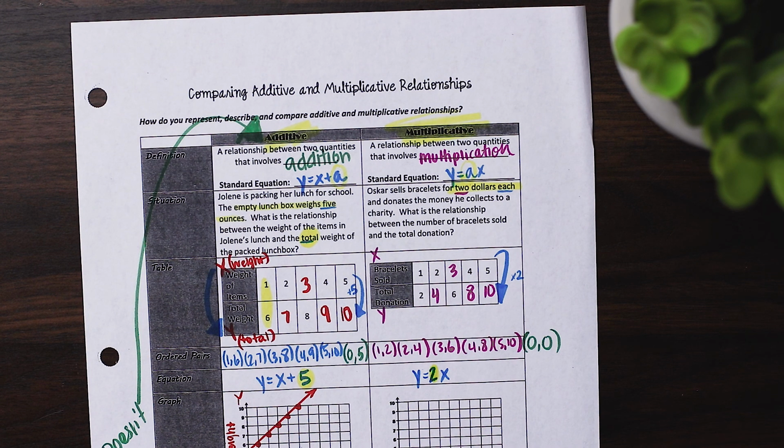And it's important that I write it in that order. I can't write y equals x2. I have to put my coefficient or my number in front of the variable. I have to put that one first.